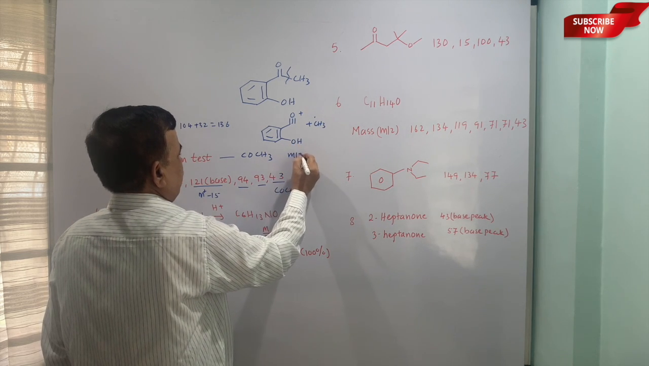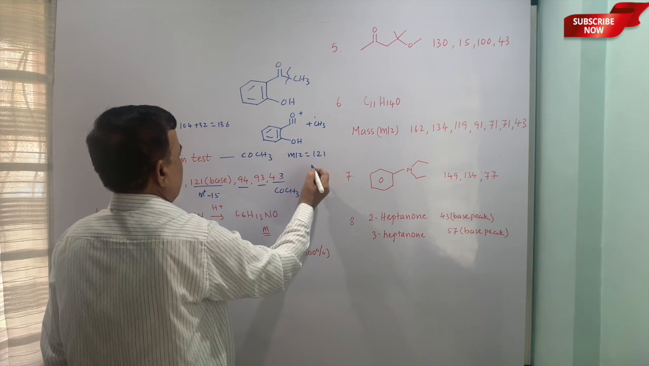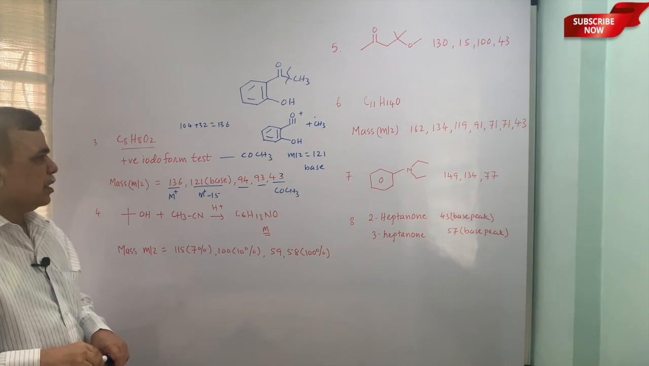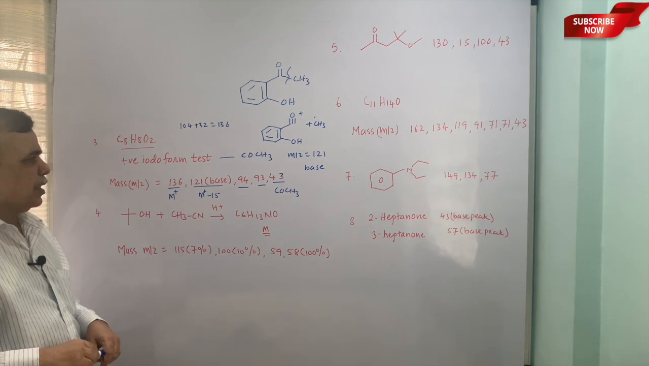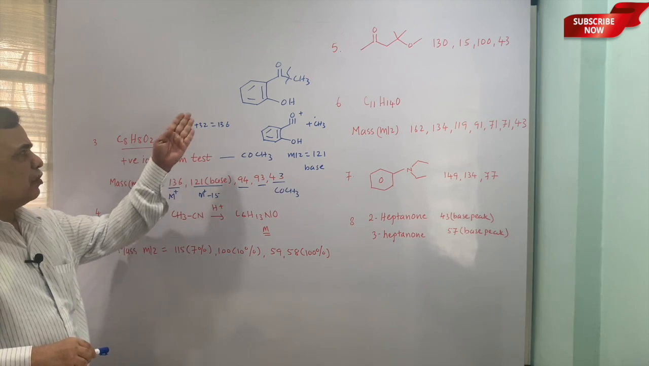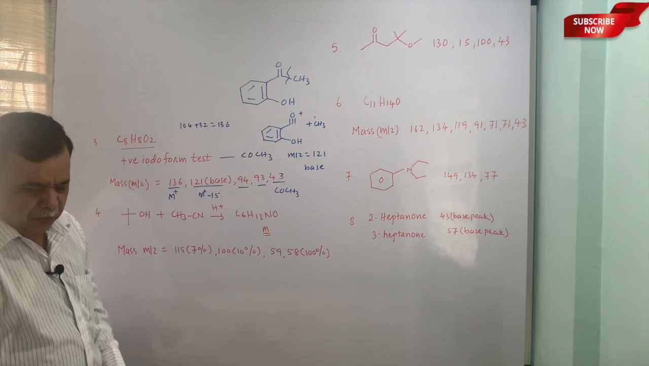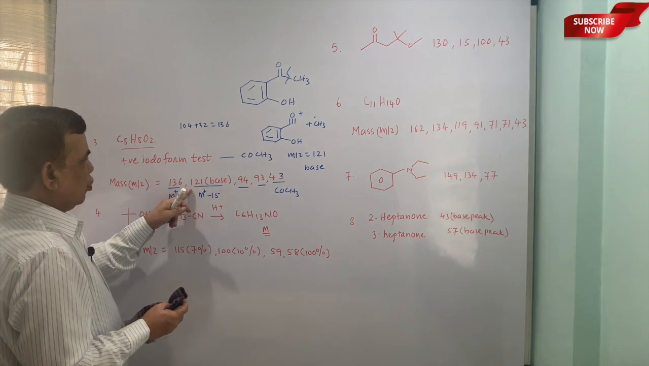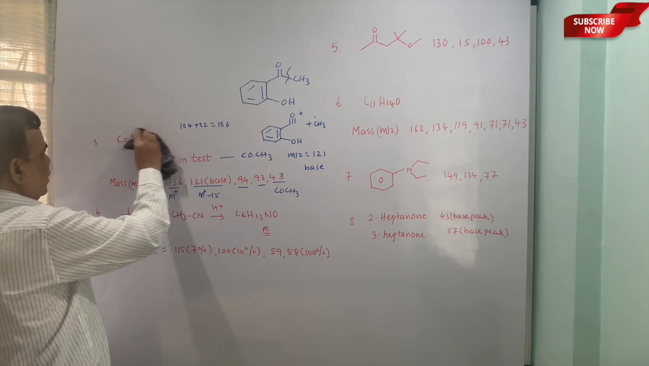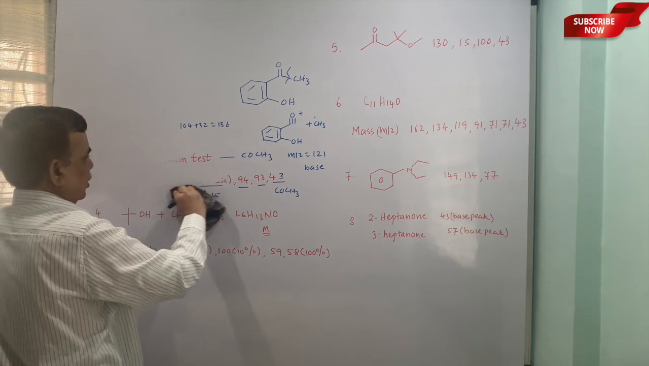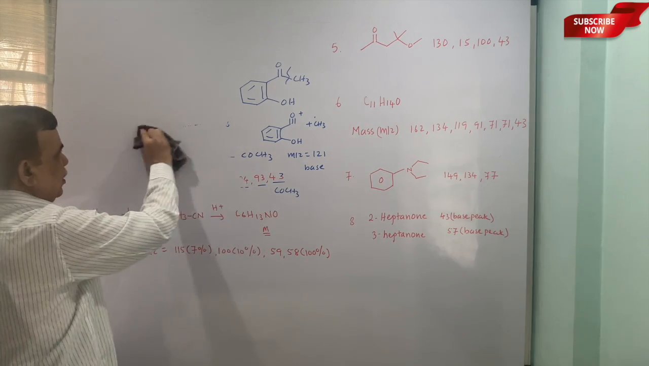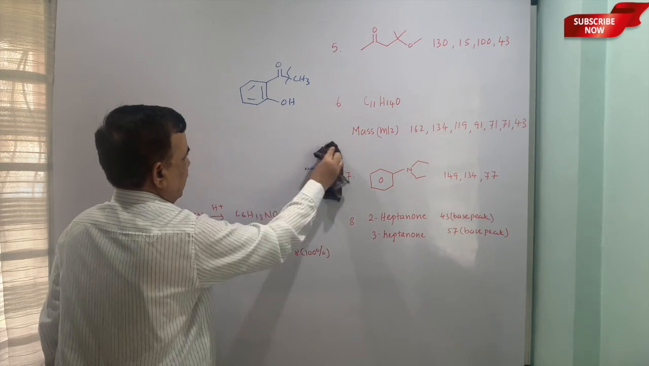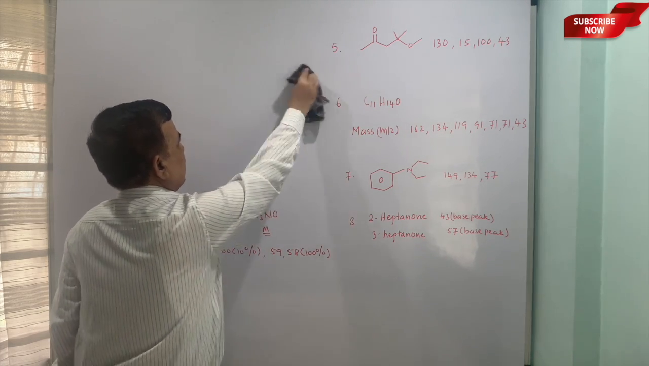The mass to charge ratio of this is 121. This is the base peak with 100% relative abundance. 43 is of course COCH3; 93 and 94 will be with the hydroxyl group, those peaks will be there. So the important thing is you have to explain these, and then directly you can jump to the structure of the molecule. You need not explain each and every peak.